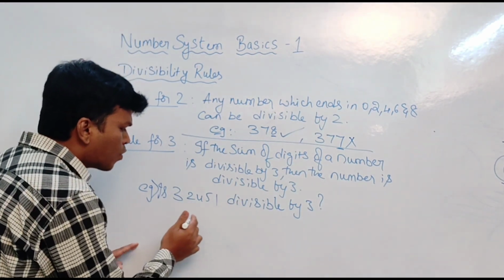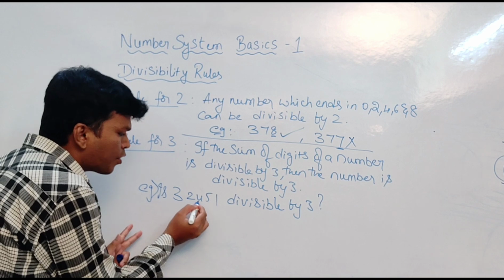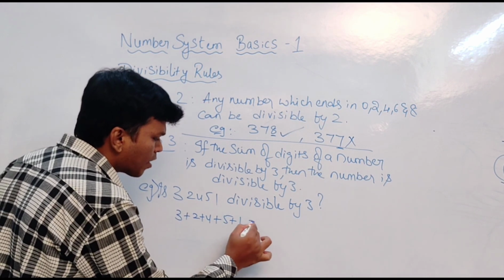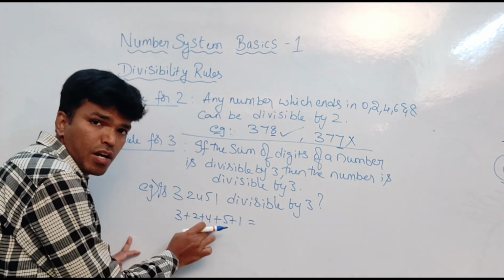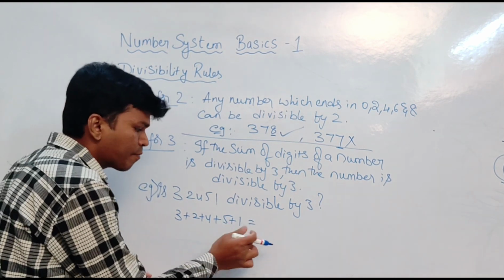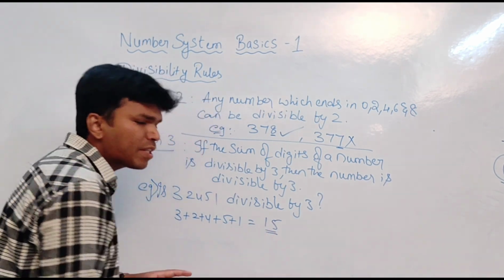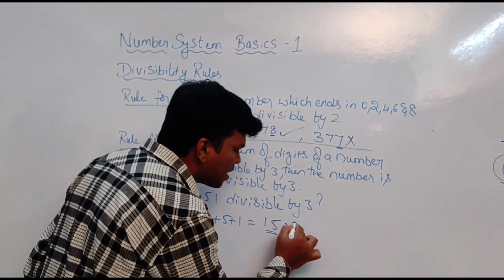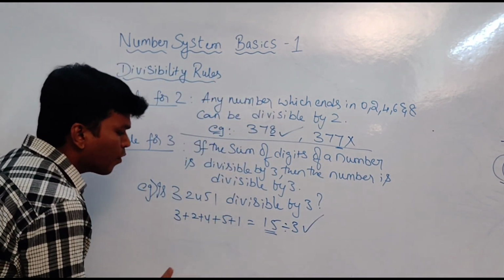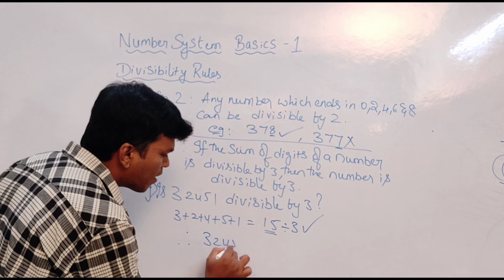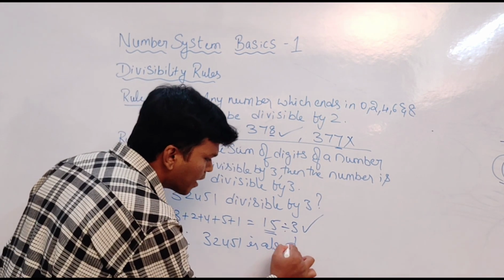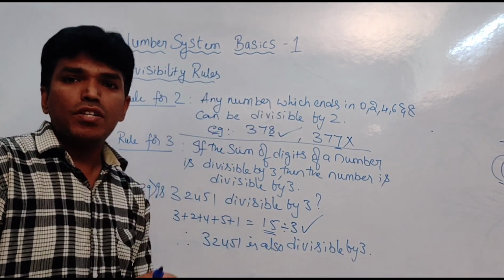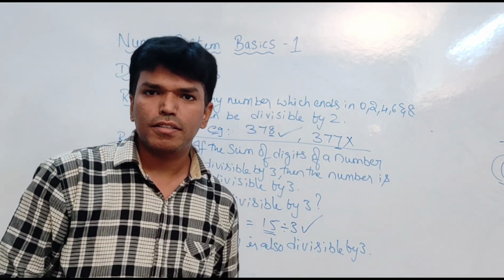How to check? Just go for the sum of the digits in the number. What are the digits? 3, 2, 4, 5, 1. Just add the digits. 3 plus 2, 5. 5 plus 4, 9. 9 plus 5, 14. 14 plus 1, 15. Is 15 divisible by 3? Is 15 coming in the 3 table? Yes. This 15 is easily divisible by 3. Therefore, 32,451 is also divisible by 3. If it is not, then that number is not divisible by 3.